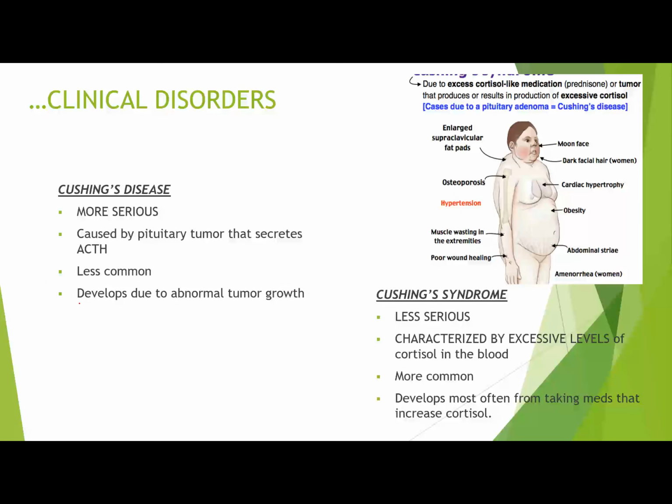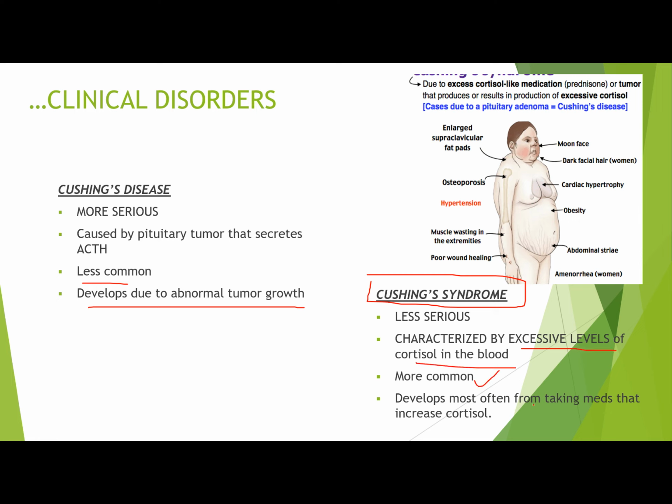A more serious disorder class related to your hypocortisolism is yung Cushing's disease nyo. This is caused by pituitary tumor that secretes ACTH. Less common and develops due to abnormal tumor growth. While meron namang less serious yung Cushing syndrome, characterized by excessive levels of cortisol in the blood. This is more common. Develops most often from taking meds that increase cortisol.